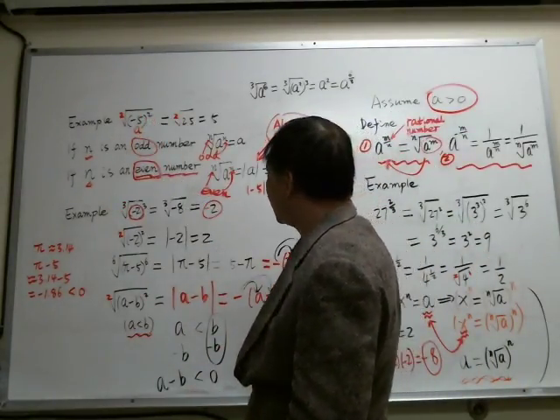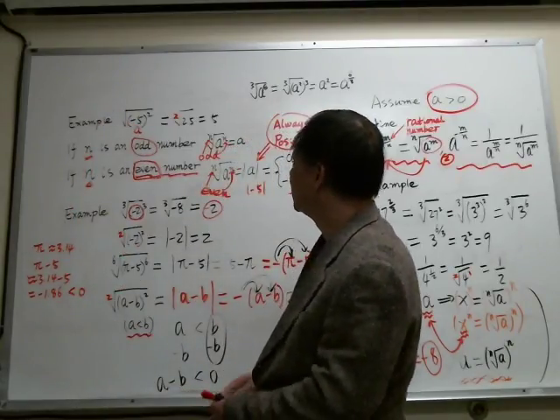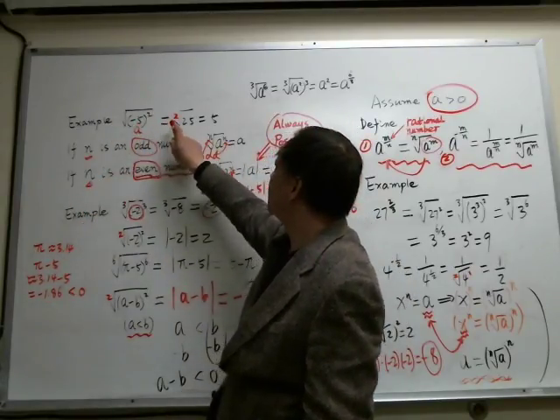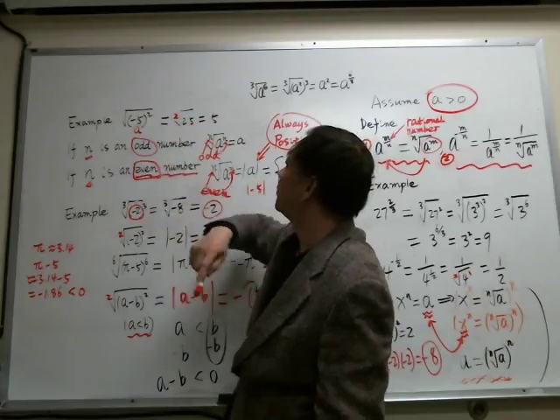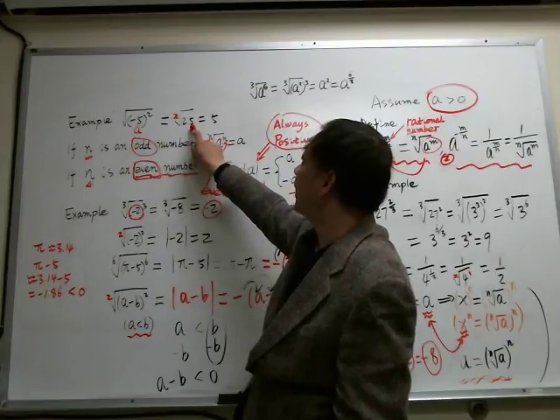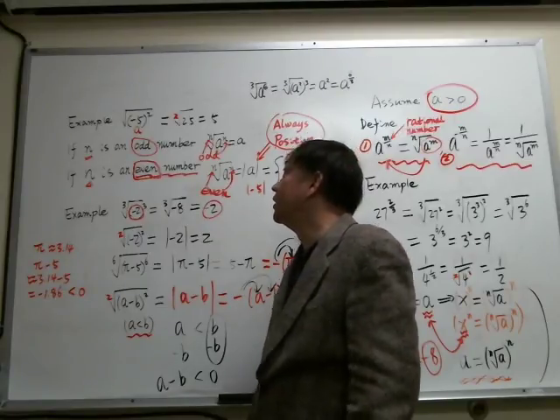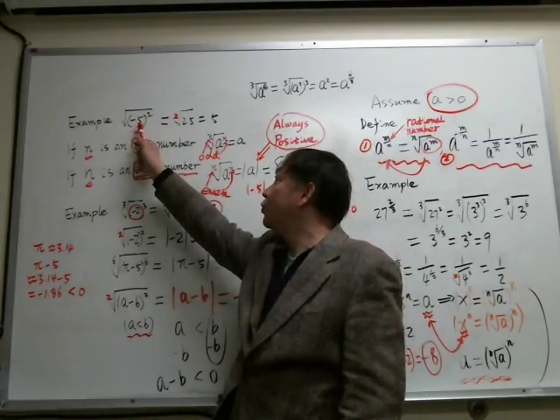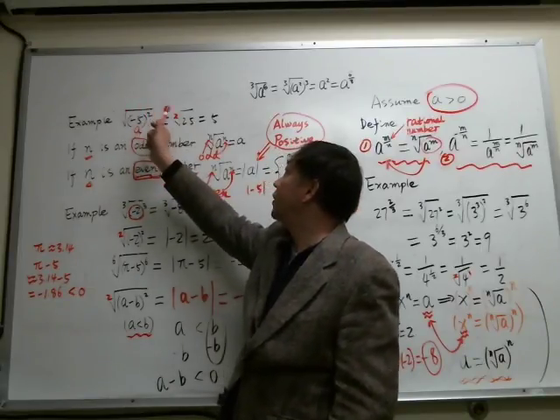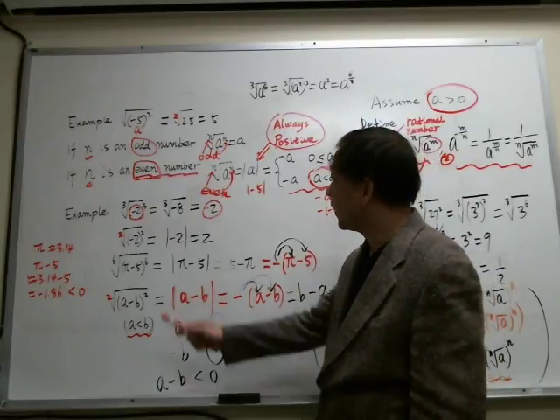You know, radical negative 5 squared is radical 25, because negative 5 squared is positive 25. You choose the square root, which is going to be 5. So here the radical of 5 squared, you get a positive number 5. That's the reason.